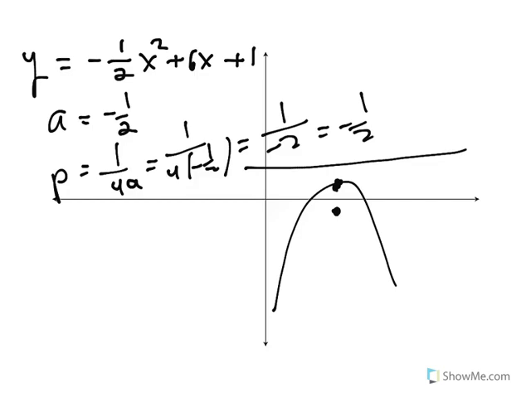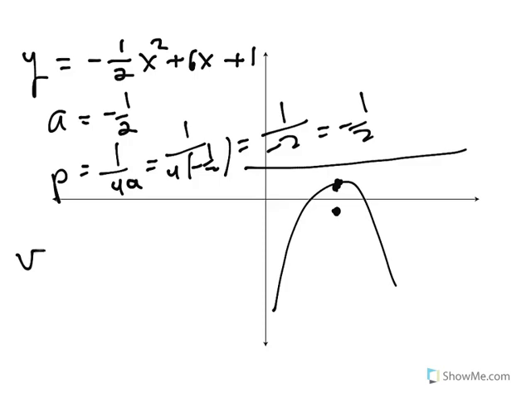You could think of it as I'm always adding p to the y-coordinate of the vertex to get the focus, and if p is negative, we're subtracting from it. If you have a little diagram, though, it'll be pretty clear whether you have to add or subtract the half to get to that point.